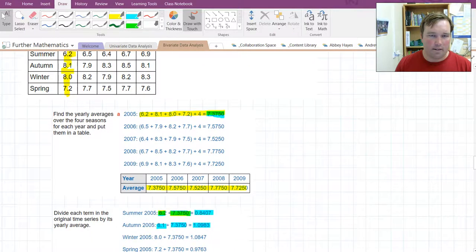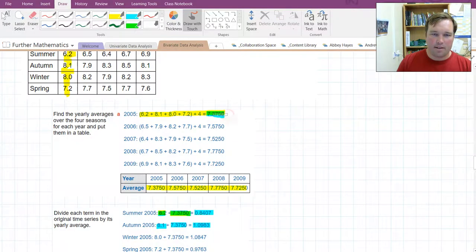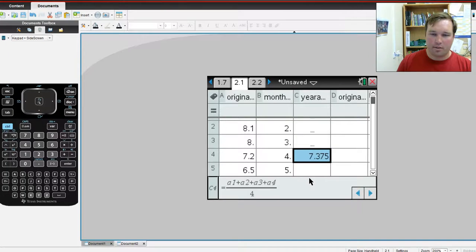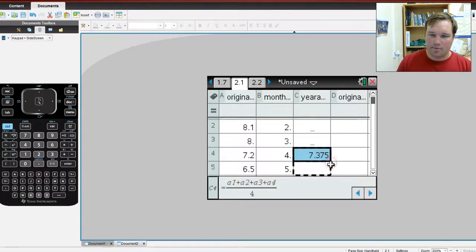We looked at our average for our first year. Okay, I made a mistake before. Fix it now. I put in A1 twice. Alright, 7.37. Sorry, go back here. 7.37. Now, we can drag this down through all our data.